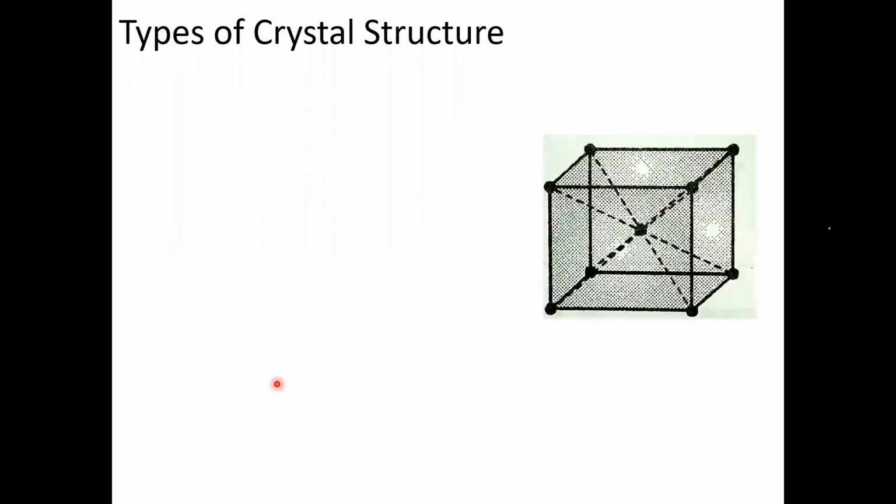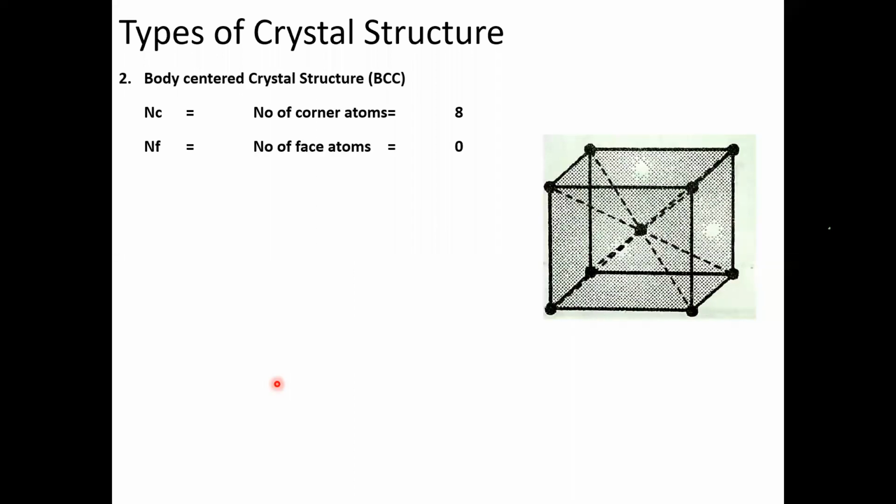Okay, same way we can go for body centered cubic. So how many corner atoms are there in body centered cubic? In the body centered cubic structure, there are 8 corner atoms and one center atom. So how many corner atoms are there? 8. How many face center atoms are there? 0. And how many interior atoms are there?